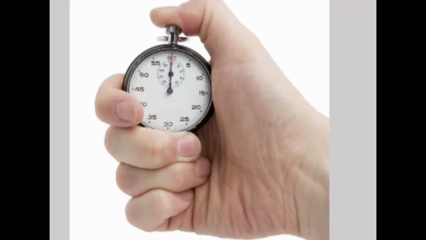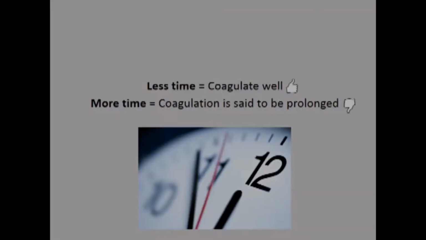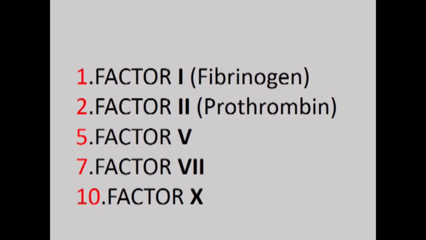So the lab guy takes his stopwatch and starts counting how long it takes the plasma to coagulate. They report it in seconds, say 10 seconds, and hence the PT time is 10 seconds. If it's 20 seconds, then the prothrombin time is 20 seconds. If it's 30 seconds, then the prothrombin time is said to be prolonged, and so on and so forth. So the prothrombin time measures factors like factor 1, which is fibrinogen, factor 2 prothrombin, factor 5, factor 7 and factor 10.